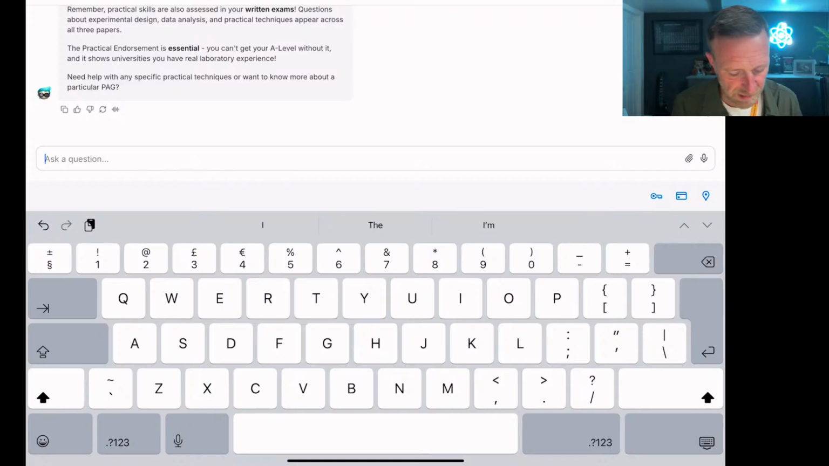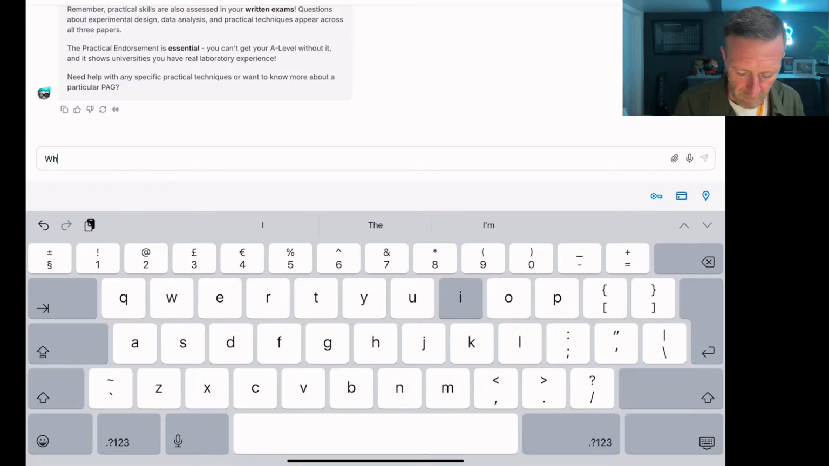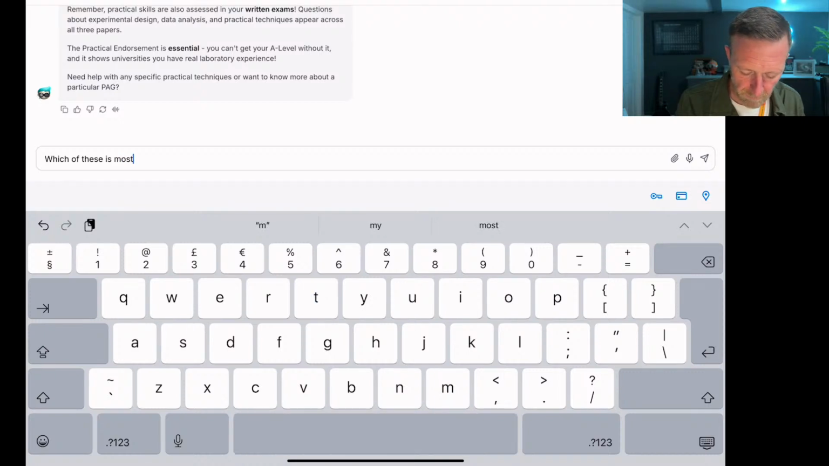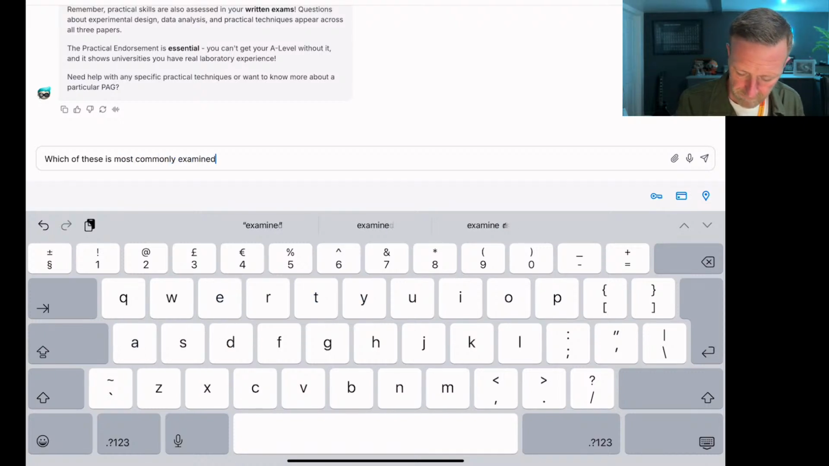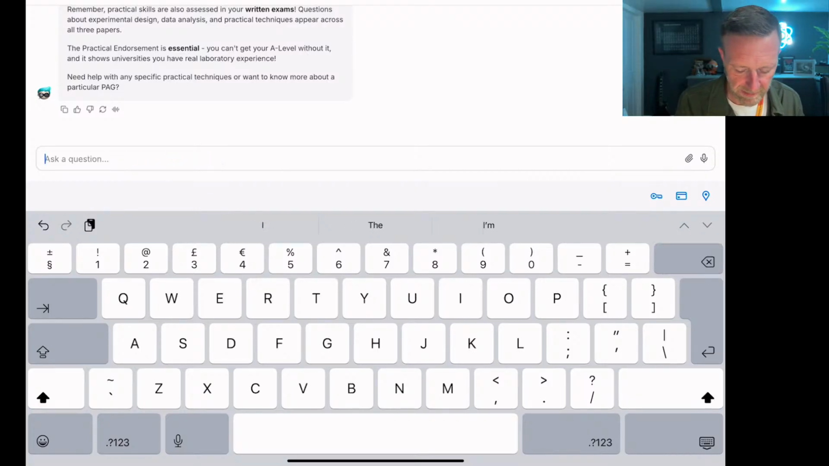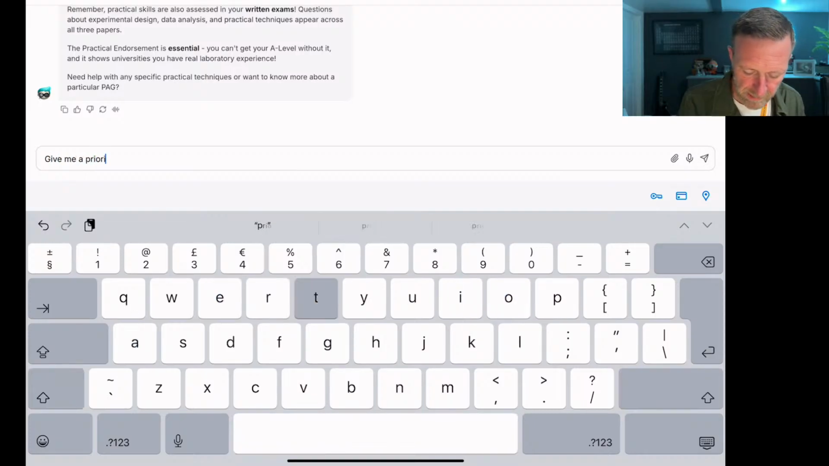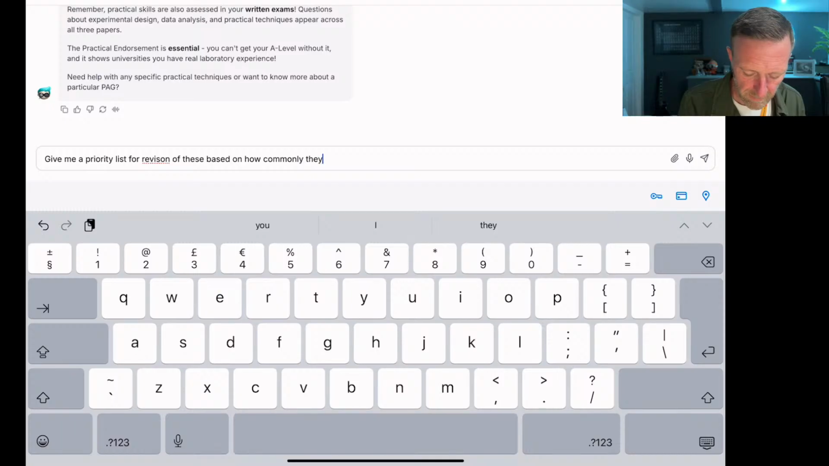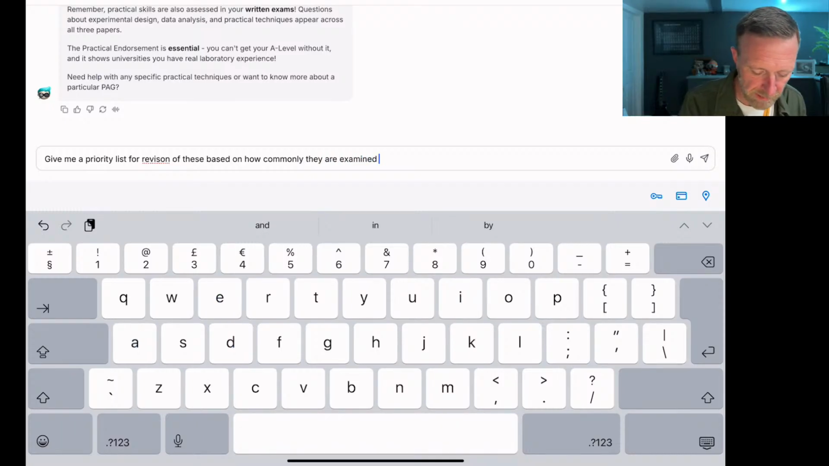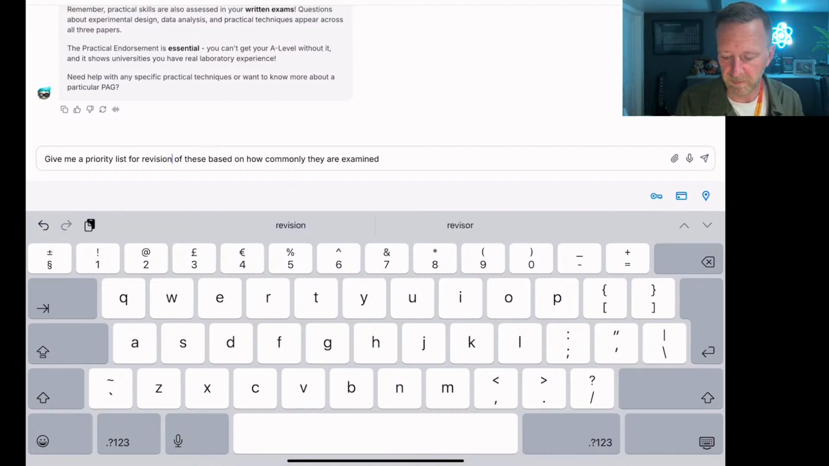Last thing I would say is, which of these is most commonly examined? So again, I'll tell you what, let's not even do that. What we really want to know is this, okay? Give me a priority list for revision of these based on how commonly they are examined. So in other words, which one do I need to prioritize? Which one comes up the least?